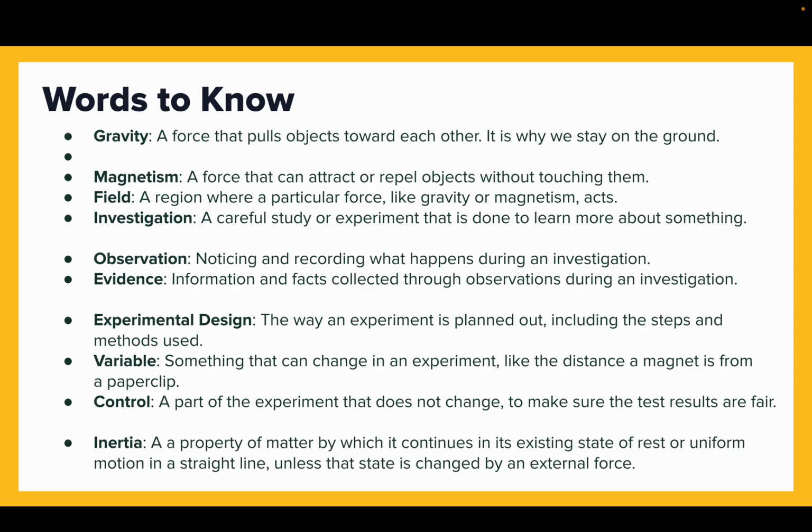Inertia. Inertia is a property of matter by which that matter continues in its existing state of rest or motion in a straight line, unless the matter is changed by another force. So another way to say this, inertia means that an object wants to keep doing what it's doing. If it's staying still, it wants to stay still. If it's moving, it wants to stay moving in that straight line until another force changes what it's doing.